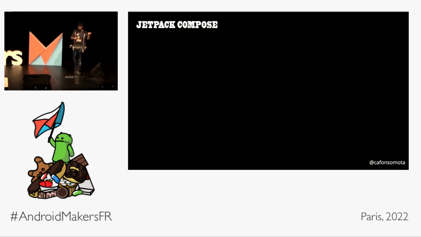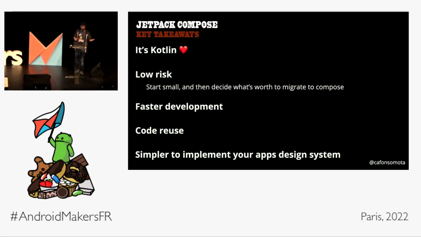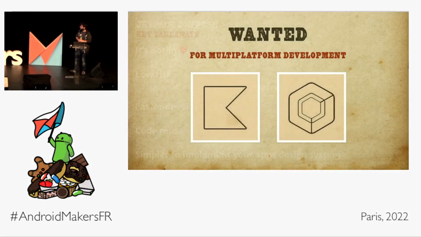Some key takeaways about Compose. Once again, it's Kotlin, and you all love it. It's low risk. You can follow the same approach as multi-platform, so you can decide what's worth migrating to Compose. You can use it with XML, for instance. It speeds up your development, you can reuse a lot of code, and it's way simpler to implement the design system, as you saw before. So what we want to do is to use Compose and Kotlin multi-platform for multi-platform development. Just try to have both things.